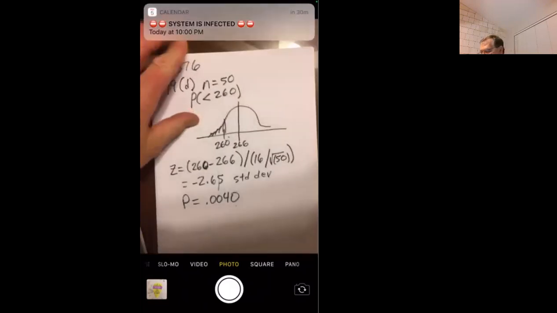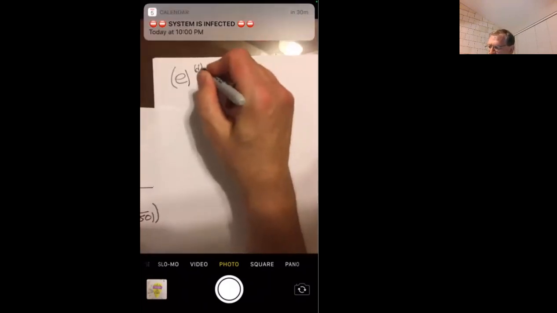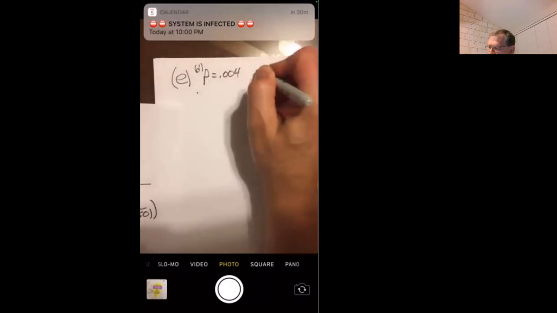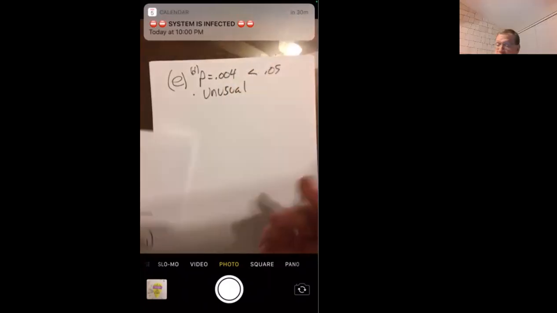Are you ready for the next one? Okay. What might you conclude? A random sample of 50 resulted in a... That's worded very badly. I assume that they're going for the case that this is less than 0.05. Your probability from D being 0.004 is less than 0.05. So you can conclude it's unusual. That's what I would assume he's going for.